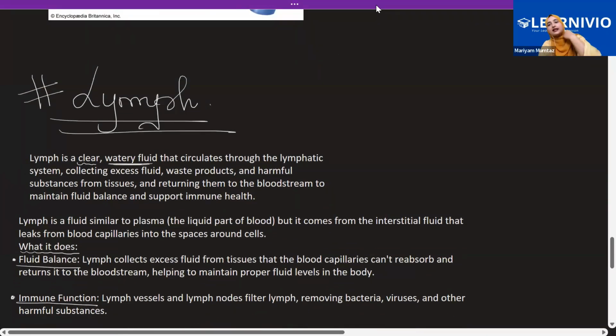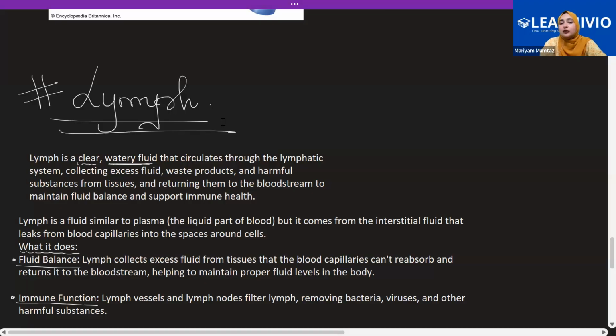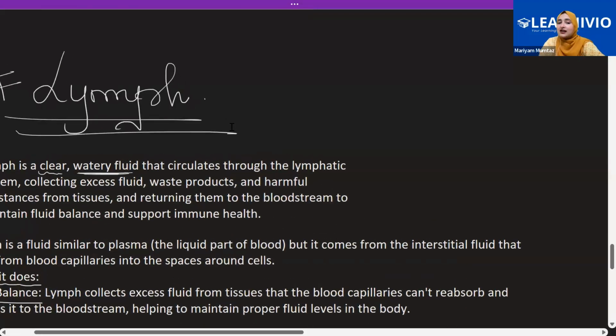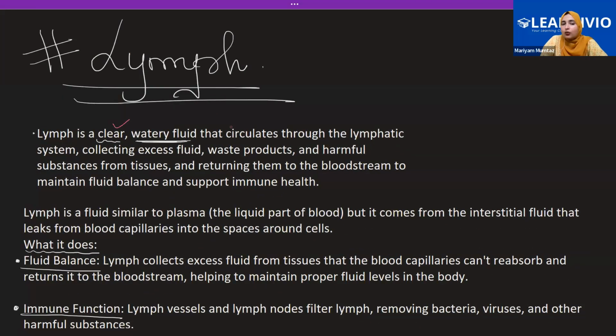Now, just like how in our body we have two types of fluid connective tissue. The first fluid connective tissue is the blood. All of us know that. But blood is the colored fluid in our body. Whereas the next one is the lymph, which is the colorless watery fluid. And it is present in our lymphatic system. So lymph is a clear watery fluid that circulates through the lymphatic system.